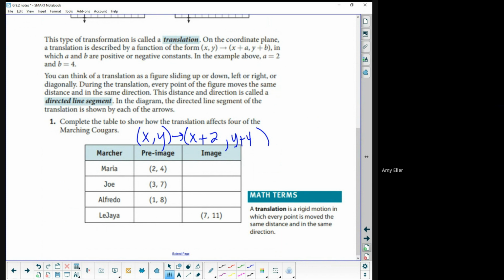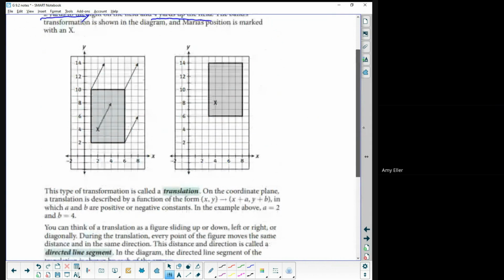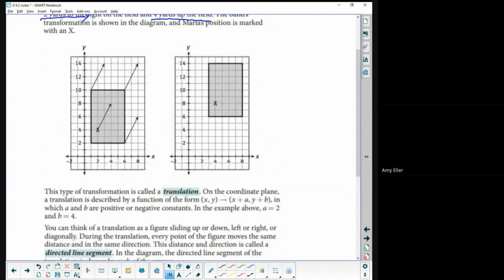That bottom paragraph there says you can think of a translation as a figure sliding up or down, left or right, or diagonally. Now, how do we do diagonally? Because we haven't learned that yet. We'll take a look up here. If Maria is moving over 2 and then up 4, do you see how that's kind of the same as just moving diagonally? I'm never going to say move diagonally 7.5. I'm going to say move left or right and then up or down, and that could be viewed as moving diagonally.